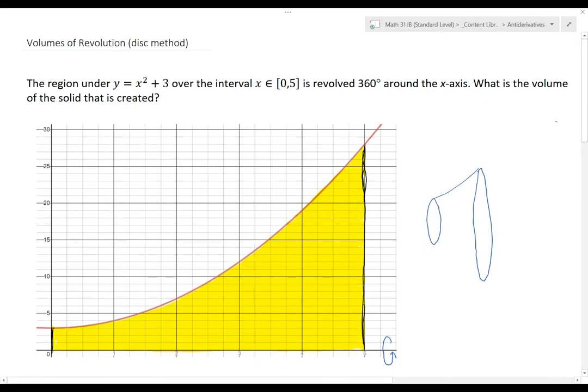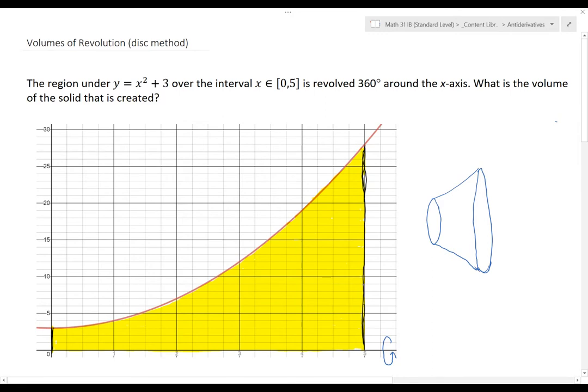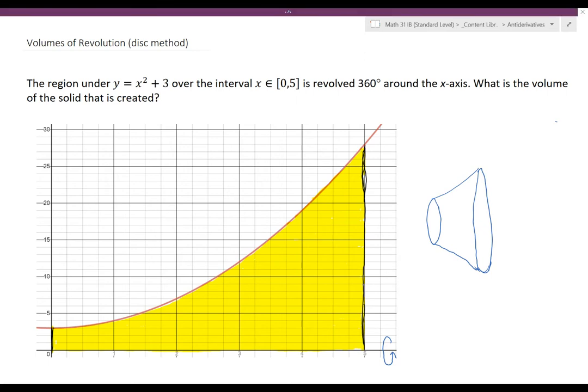To help you visualize a little, that solid is going to look sort of like this. A little more symmetrical than I've drawn it, but still something like that, kind of like maybe a lampshade on its side. So something that is rotationally symmetric, and we can find its volume.